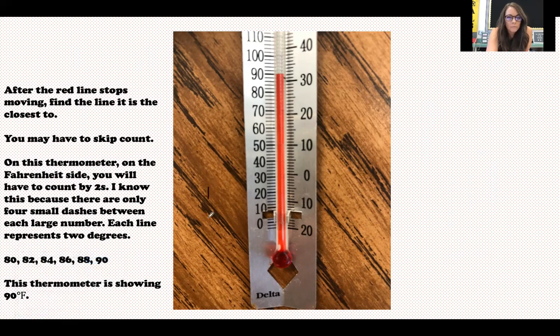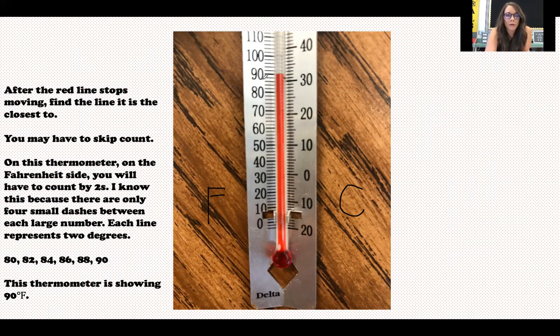Sorry. This side is Fahrenheit. I'm going to put an F. This side is Celsius, so I'll put a C. All right. Okay, so after the red line stops moving, find the line that it's closest to. You may have to skip count.